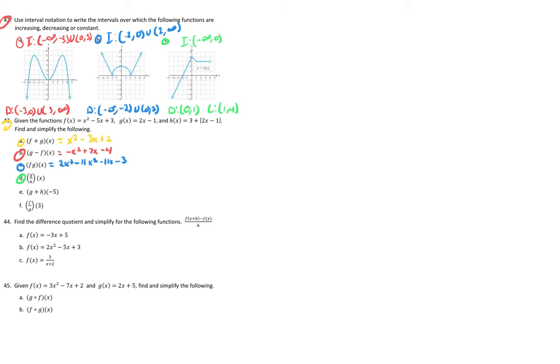Part D, g divided by h of x. So we have 2x minus 1 over our h of x, 3 plus the absolute value, 2x plus 1. And that is as simple as that one gets.